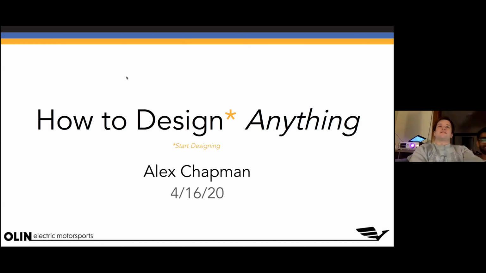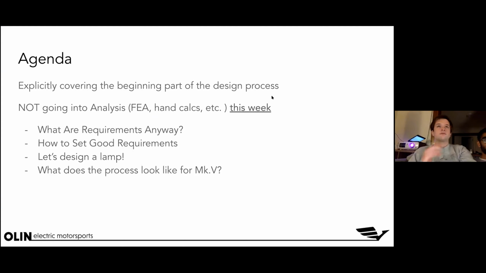So this presentation is about how to design anything, or at least start designing anything. And this is what we're going to be chatting about. Specifically, we're going to talk about the beginning part of the design process. So from that first step of, I have a blank piece of paper and we need to make a car, up through the point where you have a really well-defined picture of what the system could look like, as well as the things that the system needs to be able to do.